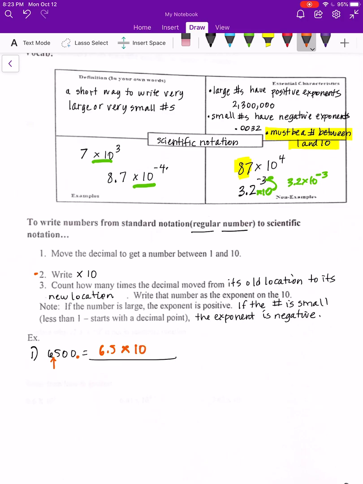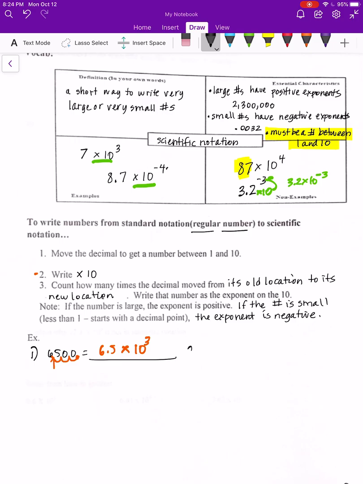And then what I need to do is count how many times the decimal moved from its old location, right here at the end, to its new location. So now it's located here. And you write that number as the exponent on the 10. So it moved 1, 2, 3 times. So on the 10, I write that it moved to the third power. And 6,500, that's a pretty large number, so it stays positive. And that's it, ladies and gentlemen. That's all you need to do.